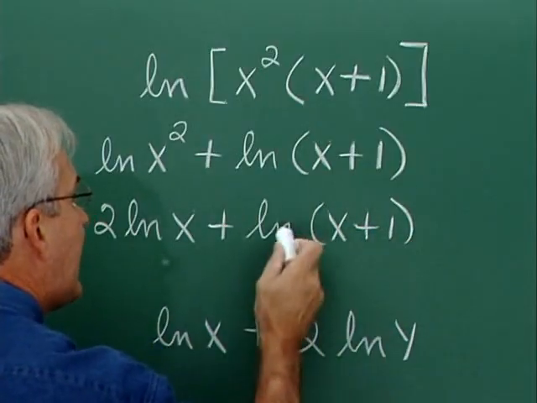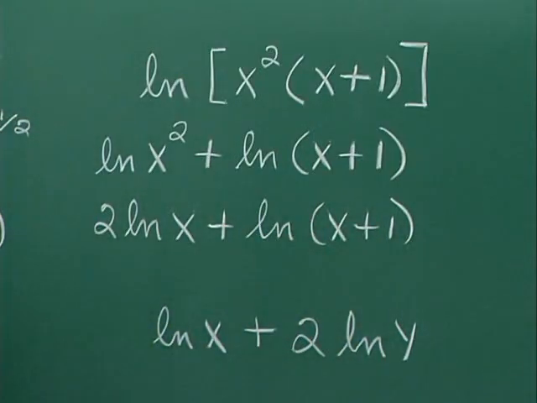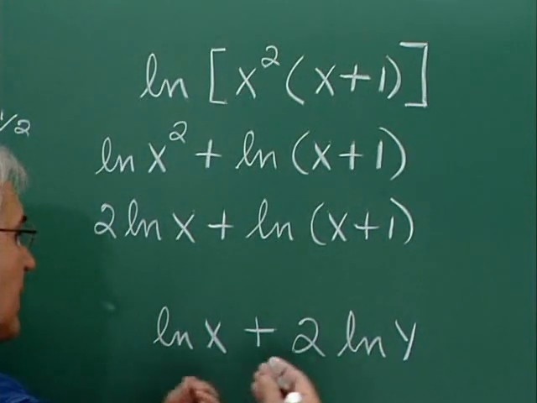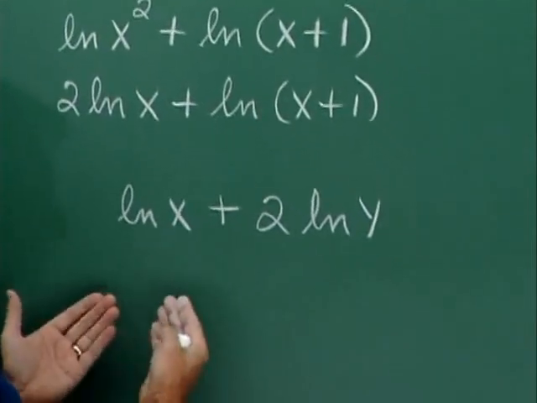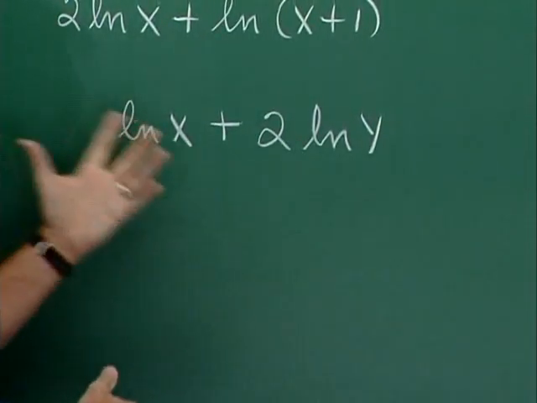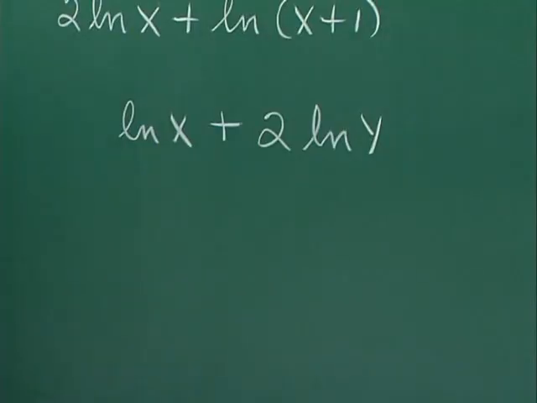And once again, we can't distribute this ln through that binomial. All right, now let's sort of contract things. Let's bring things together. Let's write this as the natural log of a single item. And to do that, we sort of work the other problems here in reverse.